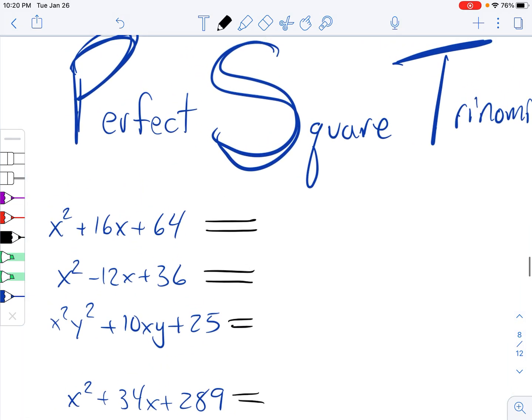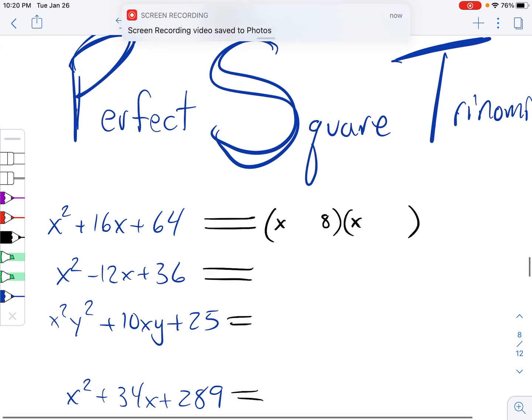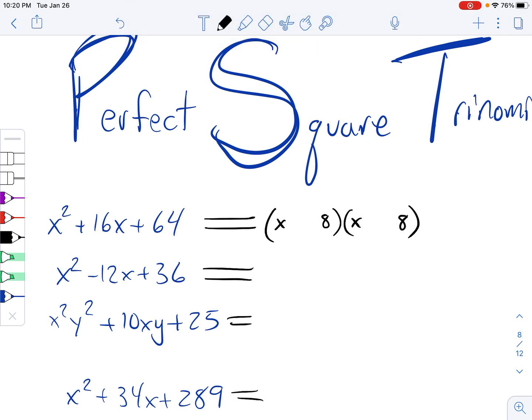So if you're looking at x squared plus 16x plus 64, you might think, well, I want to factor that into two binomials. I know I want an 8, and hey, look, when I get 64 and when I add my O and my I, I get 16x. Cool.